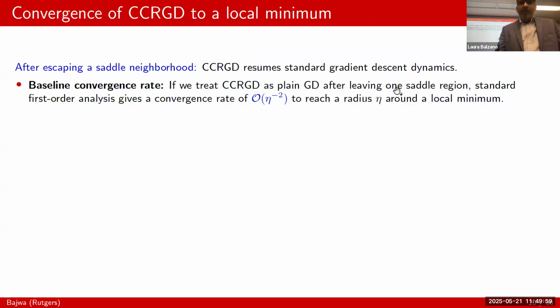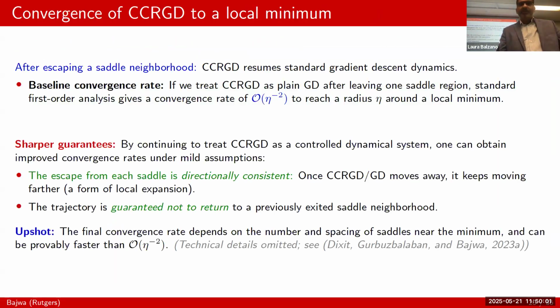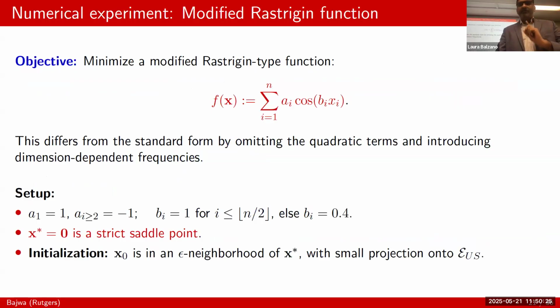Okay. I want to quickly, well, we have convergence results for CCRGD, but in the interest of time, they can be improved. It's with a lot of caveats, like how many strict saddles you have in the neighborhood and things like that. Here we do use the fact that you don't come back to the same saddle neighborhood if you have exited it once, under certain conditions. But let me just quickly provide you some results, and then we'll move to a momentum-based method.